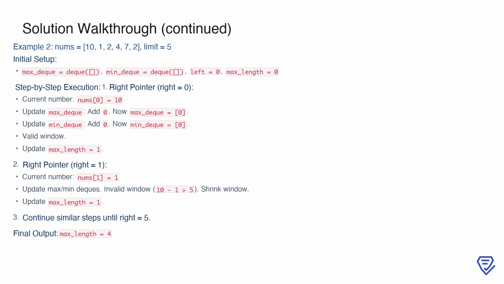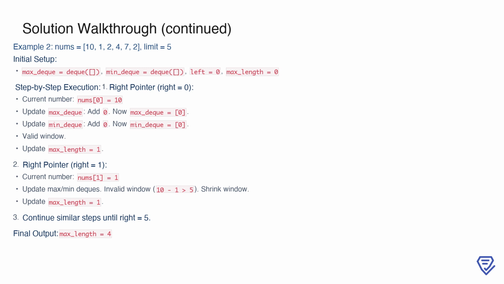At right equals 0, the current number is 10. Since this is the only number in the window, both max_deque and min_deque are updated to include its index, and the window is valid. We set max_length to 1.